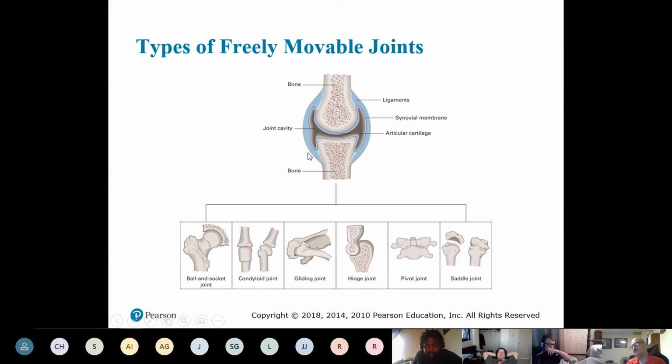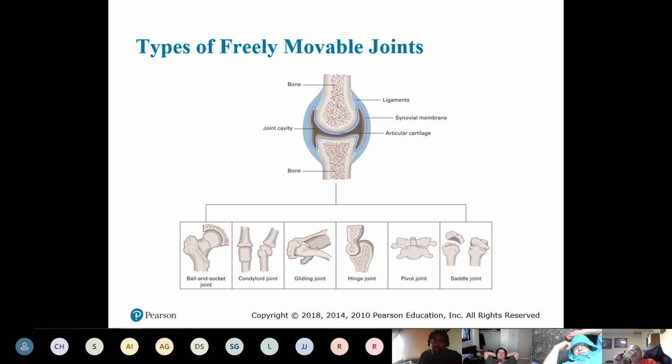There's fully movable. And what else? What was the question? I didn't hear it, it cut off on my end. What are the types of joints? We said freely movable and what else? Slightly movable, and immovable. All right. As far as freely movable joints, there's several different types.